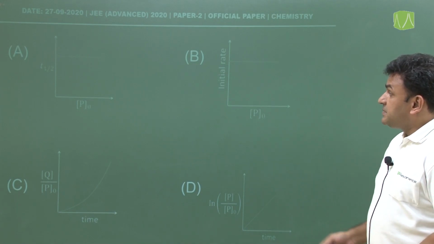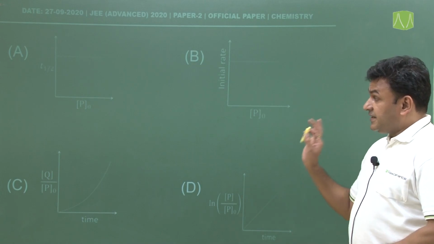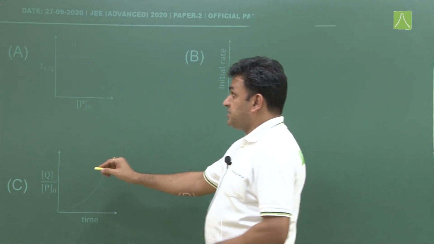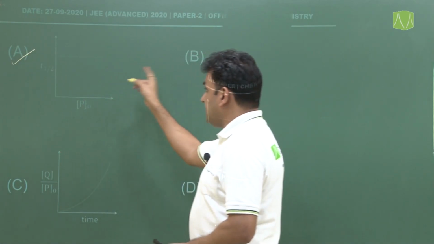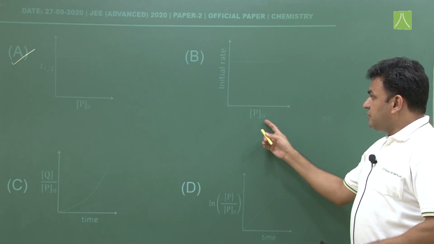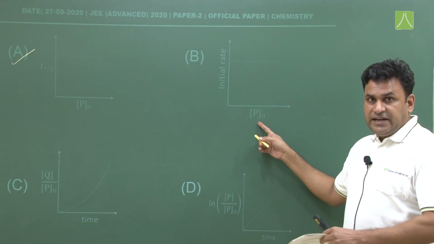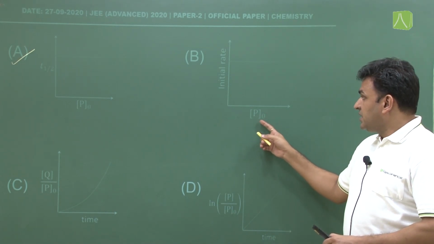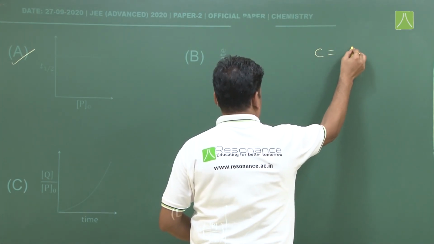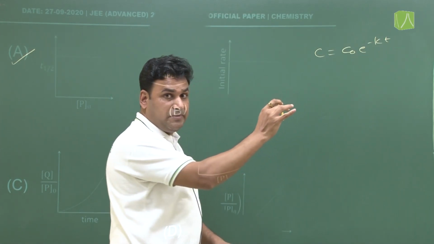Now the graph is being asked. So what is the correct graph out of these given graphs? Since it's a first order kinetics reaction, T half will not be dependent on initial concentration of the substance. So this is going to be the correct graph. T half is constant. In the second graph, initial rate is given to us as independent of initial concentration, which is not correct. The rate of the reaction is going to be dependent on initial concentration. We all know that C in first order kinetics is going to vary in this manner. C is equal to C naught into e raised to power minus kT.